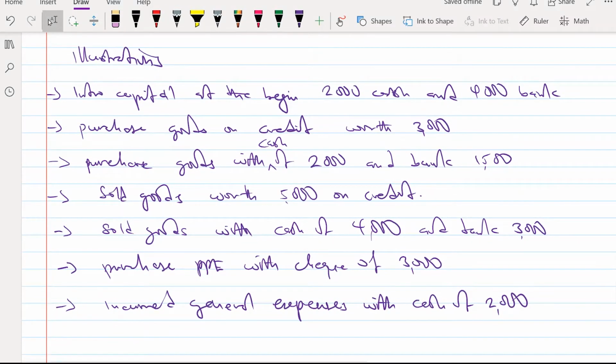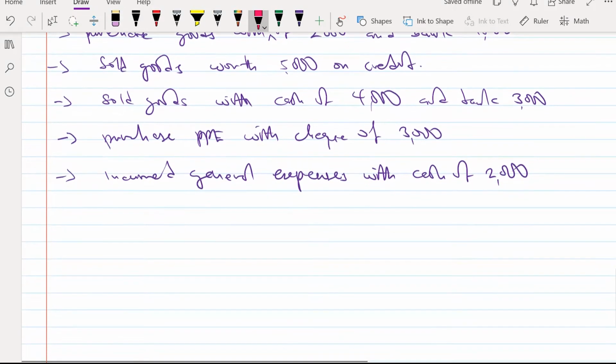So the first information we have here: we have introduced capital at the beginning, 200 cash and 4,000 bank. Capital in itself is an account, cash is an account, and bank is an account. Capital in its nature is an equity item, therefore we are going to credit capital. Bank and cash are assets in nature, so we debit and we debit.